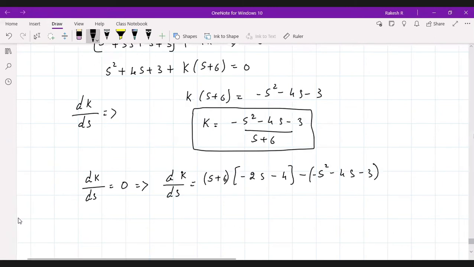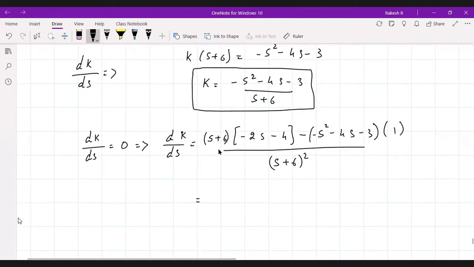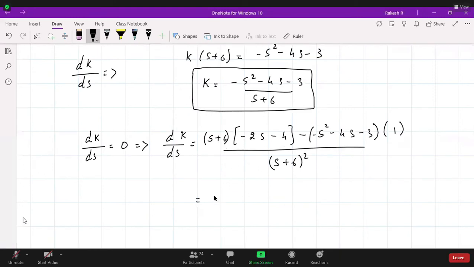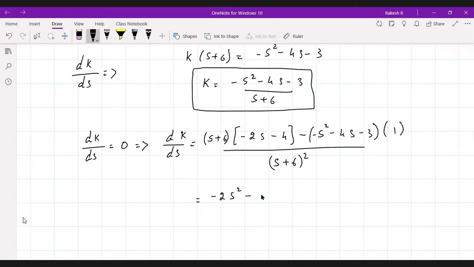Yeah, fine. Right. Now the differentiation of the denominator s plus 6 will be only 1, whole divided by the denominator squared, which is s plus 6 whole square. Right. So we need to simplify this. Simplifying, s into s is minus 2s square minus 4s, and then minus 12s minus 24 here, right? Minus 24.